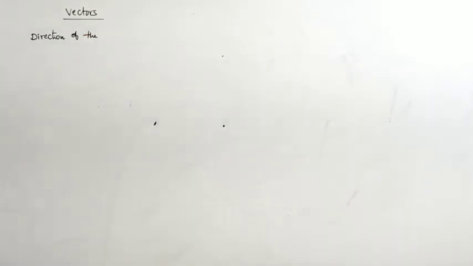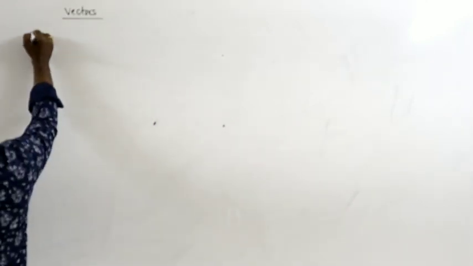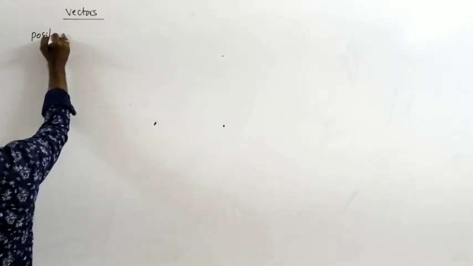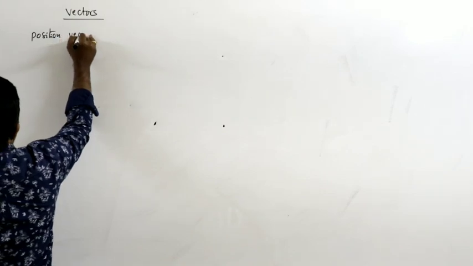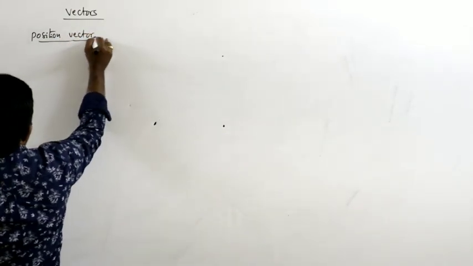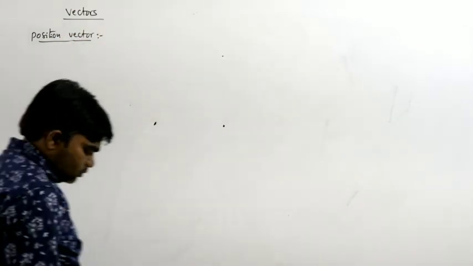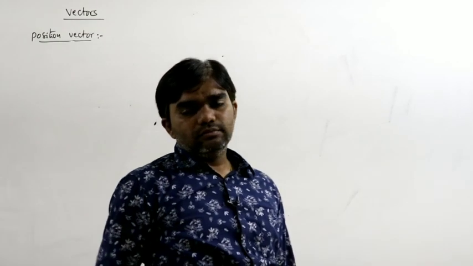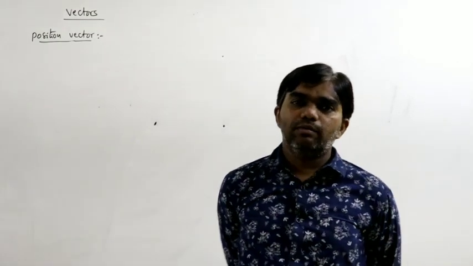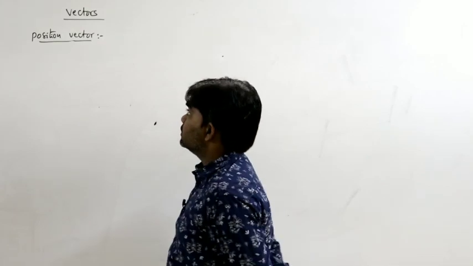Before going to this direction, first we have to know what the position vector is. First we have to know about this position vector. Without knowing this, we can't find the direction of the vector. First, what is the position vector?